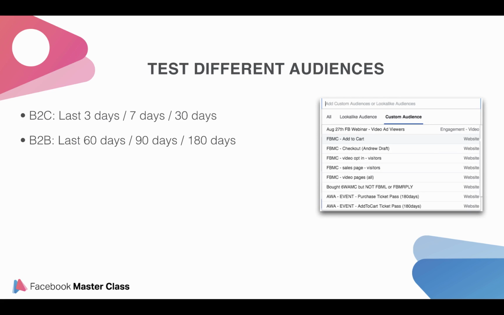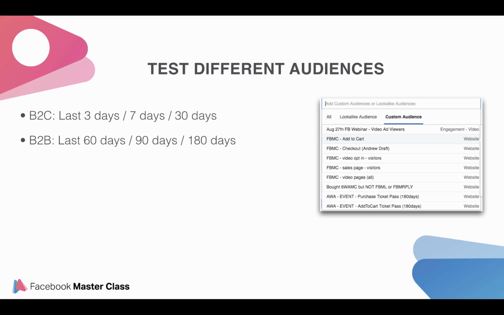Then test different audiences. Ideally, in the B2C space, last 3, 7, and 30 days. And in the B2B space, you should test on top of that last 60, last 90, and last 180 days. Why? Well, because in the B2B space, the sales cycles are sometimes longer, depends on the niche. That's why you should test, in addition to shorter time frames, those longer time frames.